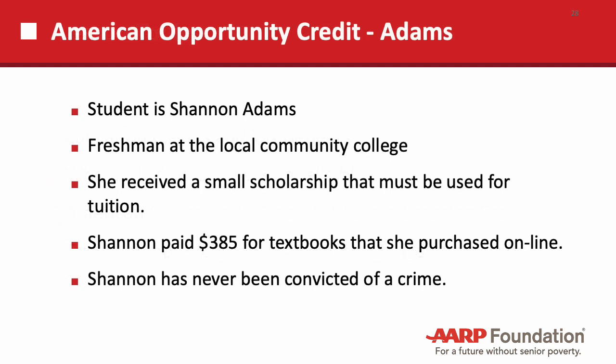We're looking at an example here for Shannon Adams. And this information you'd uncovered during the interview. She's going to community college. She has a small scholarship. She purchased books for school. Last bullet is kind of an odd comment, but for the American Opportunity Credit, the student must not have any felony drug convictions.